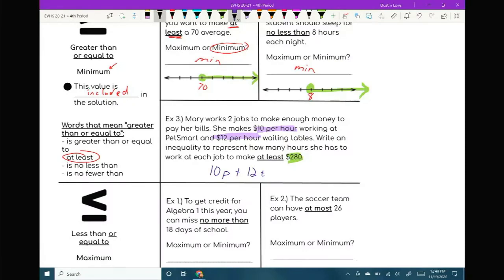Okay, and then our inequality sign, at least, means that, well, what's going to be bigger? The amount of money that she makes or $280? Yeah, the amount of money. So we're going to go greater than or equal to, and then $280.